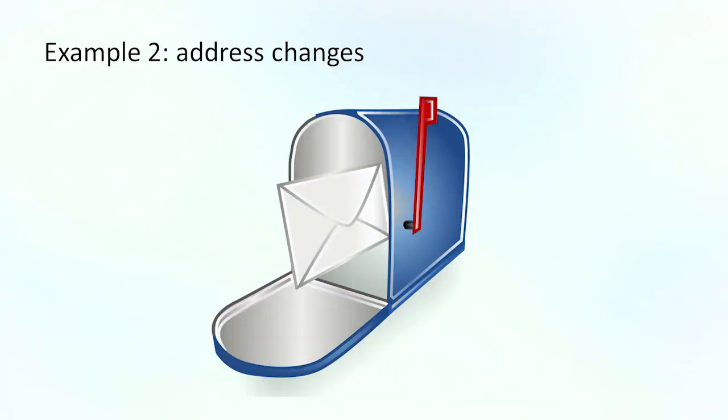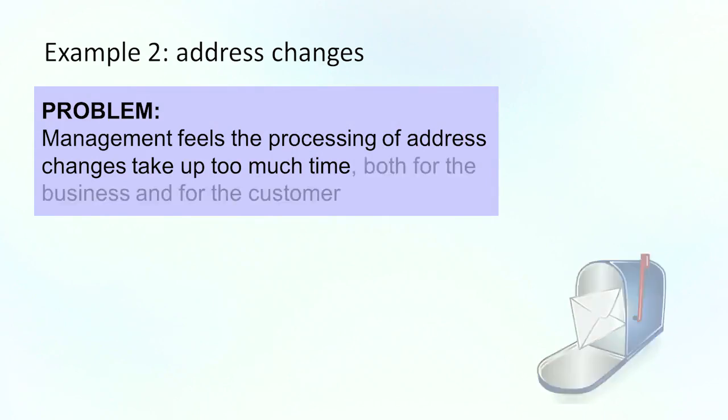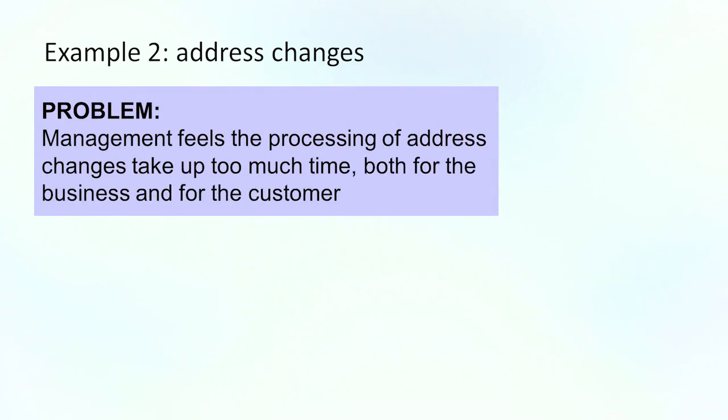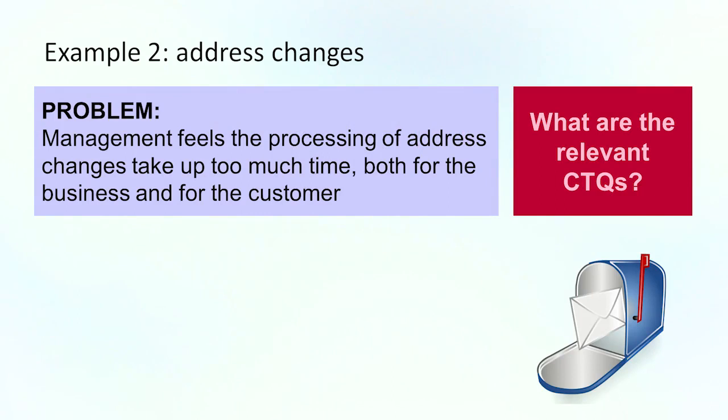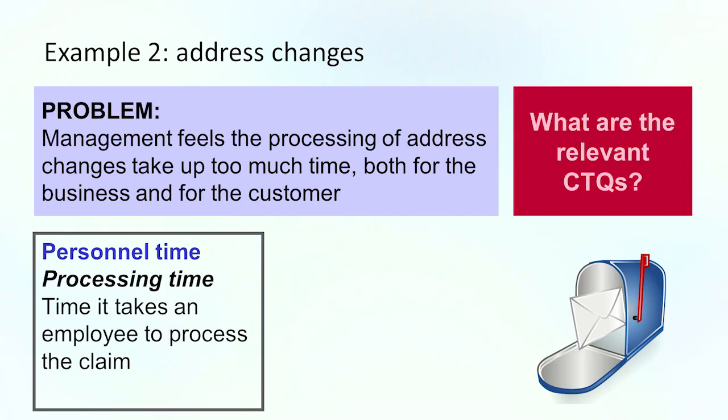Let's take a look at another example. You run a project on processing address changes in an insurance company. Currently, management feels that this process takes up too much time, both for the business as well as for the customer. What do you think that the relevant CTQs are here? One of the aspects you want to improve is the time that it takes employees to process these address changes. This can, for example, be measured by looking at the CTQ processing time per address change.